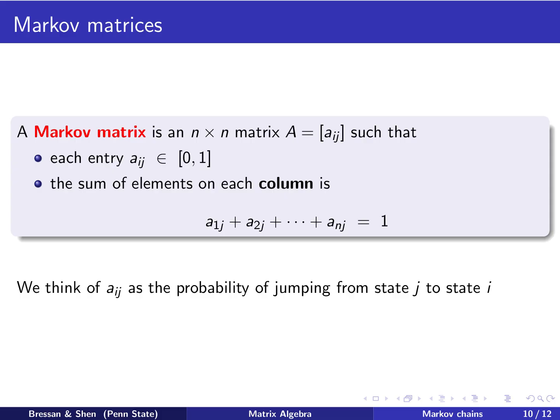Now let's give a definition to this special type of matrices. We call it Markov matrices. So a Markov matrix is a square n by n matrix, let's say A, and the element is Aij. This matrix will satisfy the following. First, each entry Aij lies between 0 and 1. Second, the sum of elements of each column is the same, and they are all 1. So A1j plus A2j all the way to Anj equals 1 for all j from 1 to n. Here, Aij is the probability of jumping from state j to state i. So we repeat that.